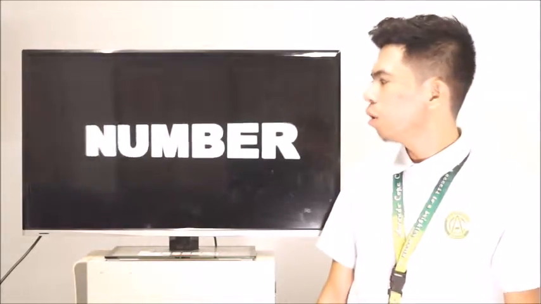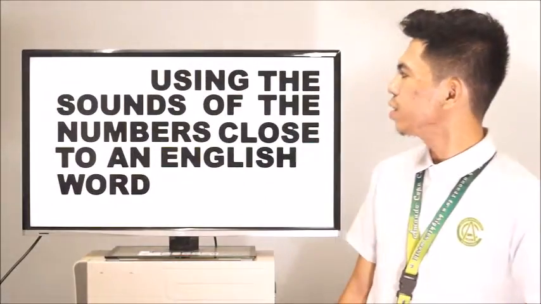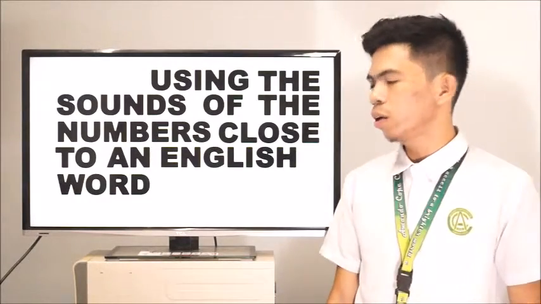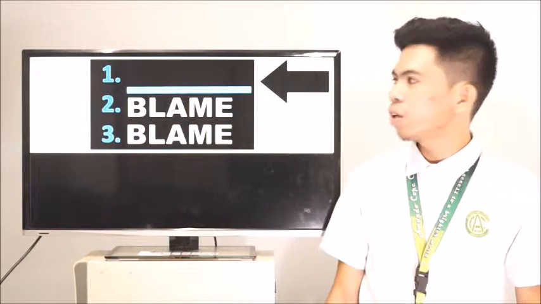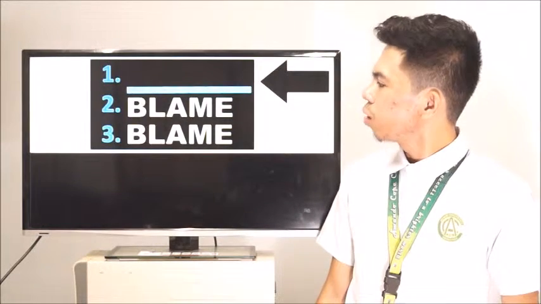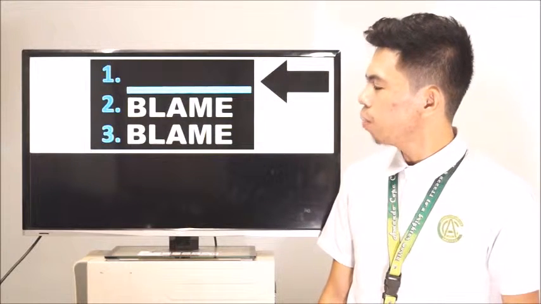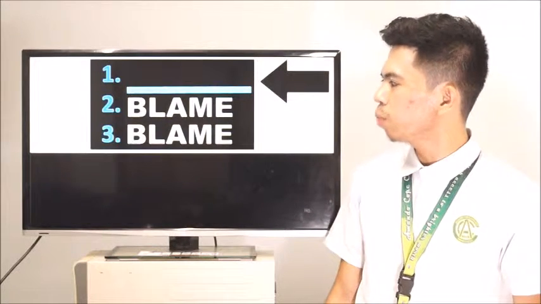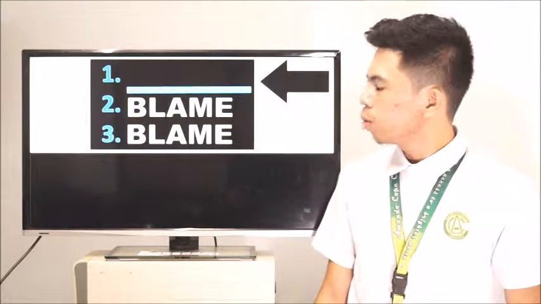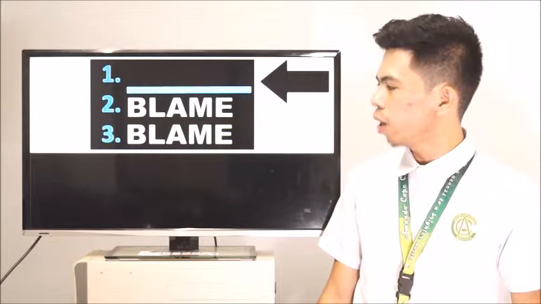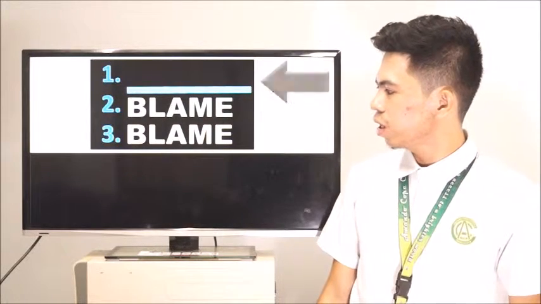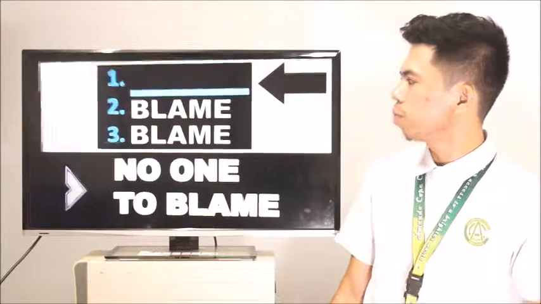Next is the use of numbers. With the use of numbers, you use the sounds of the numbers that are close to an English word. An example is the word blame in a number series 1, 2, and 3, but there is no blame in the number 1. So the answer for this is no one to blame.